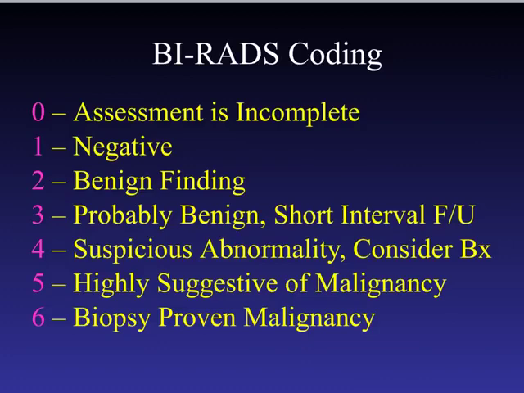BI-RADS 3 is when we see a finding and we're not really sure if it's cancer, but we think it's probably not cancer. In fact, we think with 98% certainty that it's not a cancer. And in cases like this, we typically recommend a short interval follow-up ranging from 1 month to 6 months. When we code something as a BI-RADS 4, we are saying that we are worried about this finding and we think it needs to be biopsied.